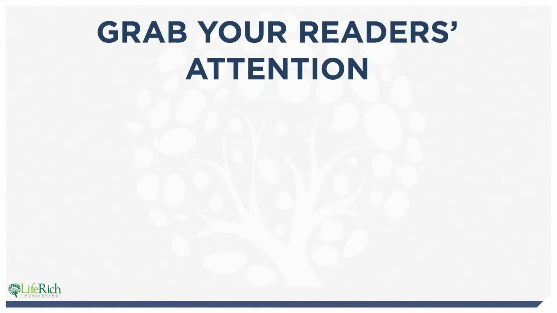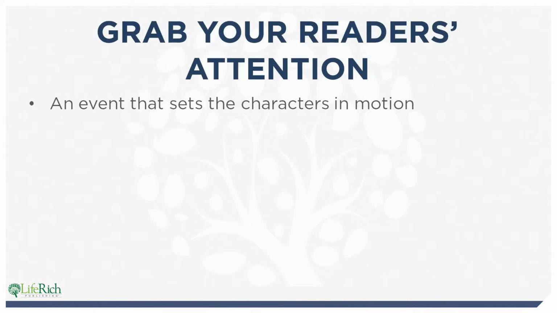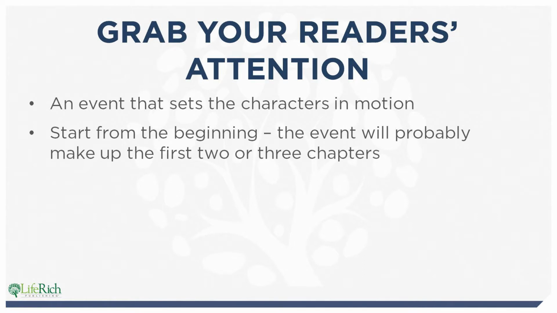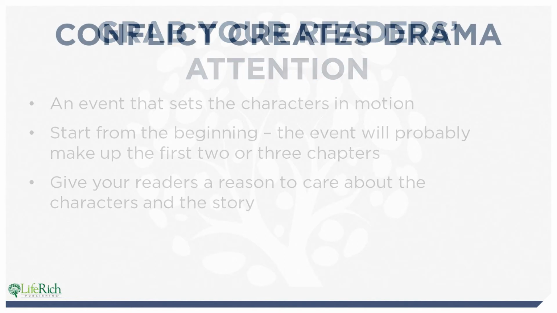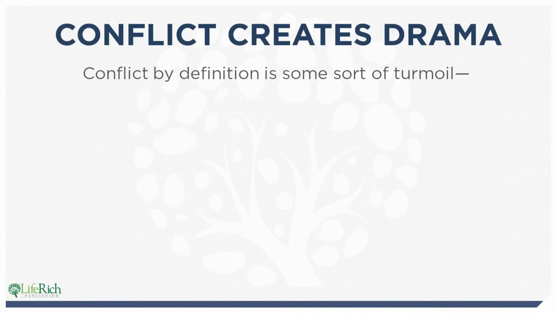The beginning of your story should include an event that sets the characters in motion. This event will probably make up the first 2 or 3 chapters. Here's where you introduce your main characters, including your hero and villain, and the main problem your hero faces. You need to grab the reader's attention from the beginning and give them a reason to care about the characters in the story going forward. While the genre of your book typically dictates the pace of your story, all great books need to hook the readers from the start.